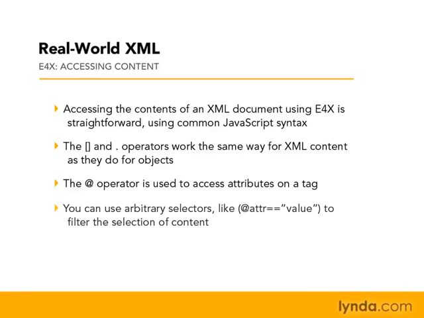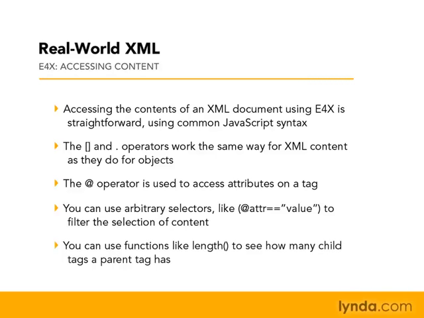You can also use arbitrary selectors. For example, if you have an element that has attributes on it, and you've got multiple of these elements with attributes, you can do some basic filtering, like checking to see if an attribute is equal to a certain value to filter out the selection of certain nodes in your E4X XML content, which is really cool, and we'll see how that works. You can also use some built-in functions like length to see how many child tags a parent tag has.